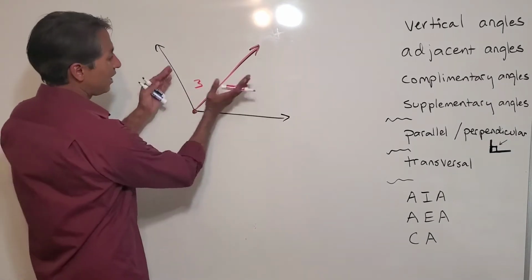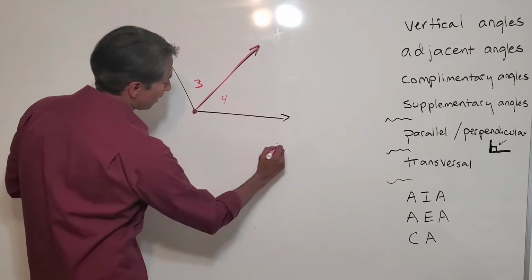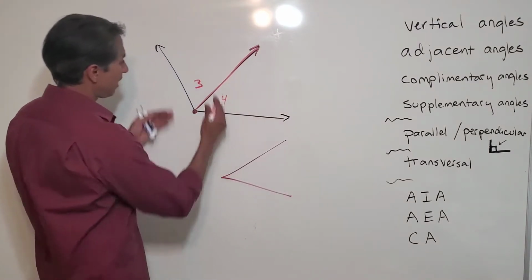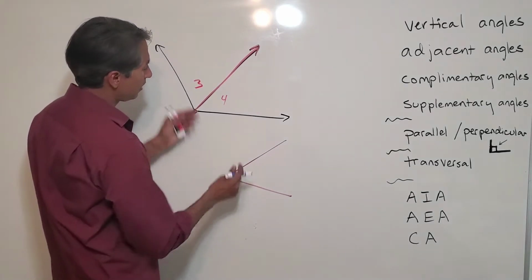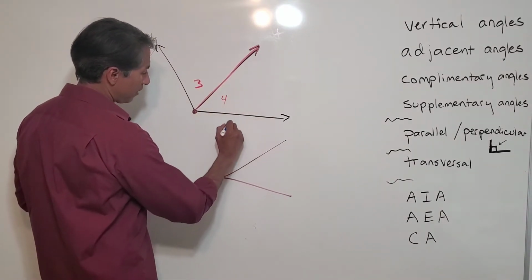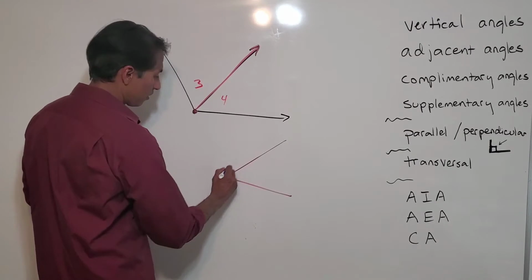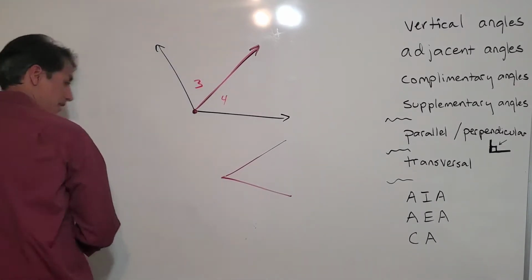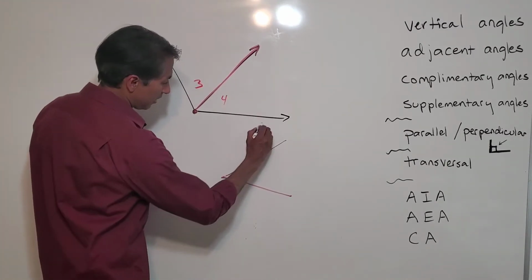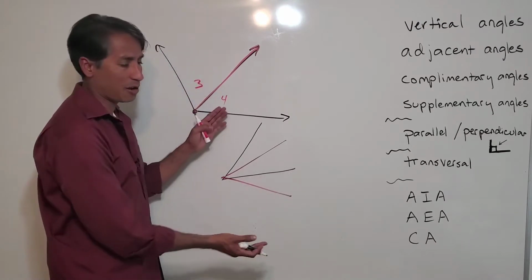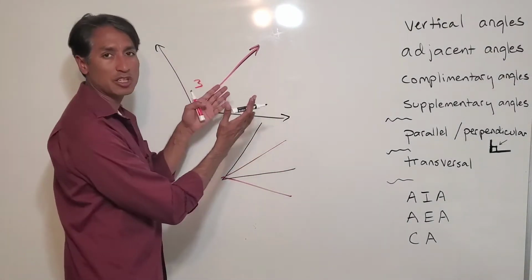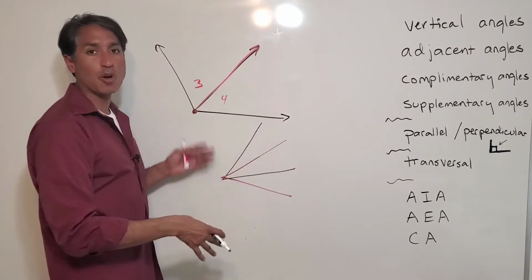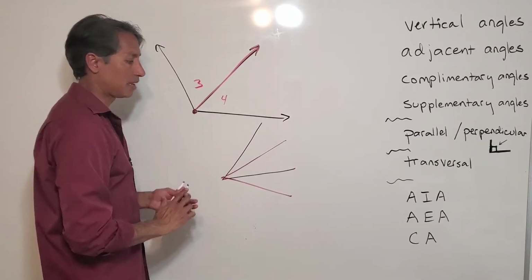So if I were to take this one and move it down here, and then take this other one and draw it like this, they would kind of overlap each other. Adjacent angles have to be right next to each other, but they share that line. They don't overlap. Those are the main takeaways.